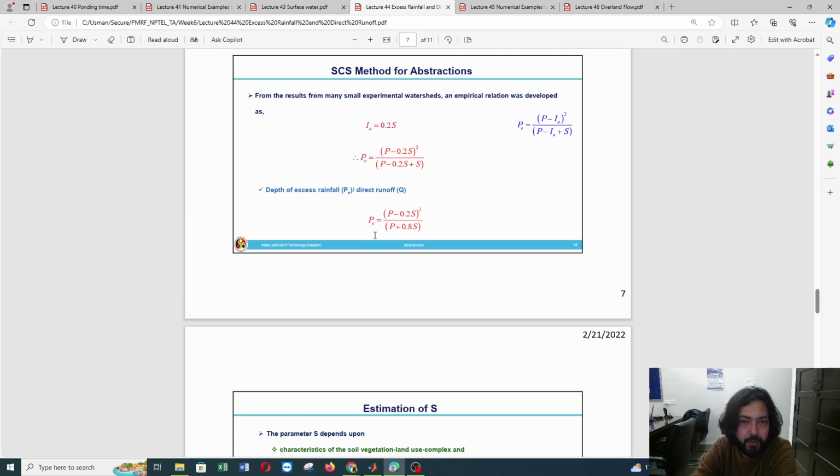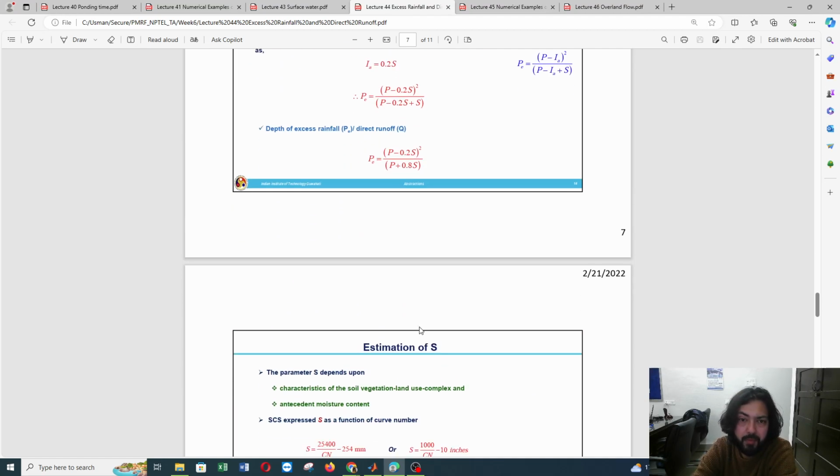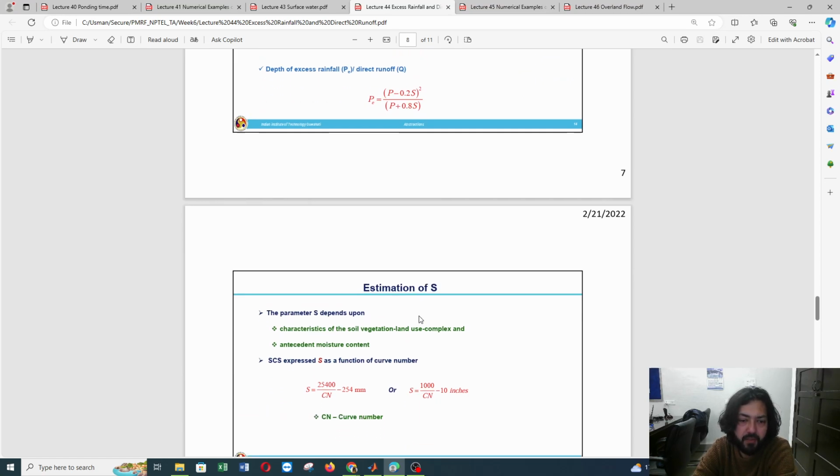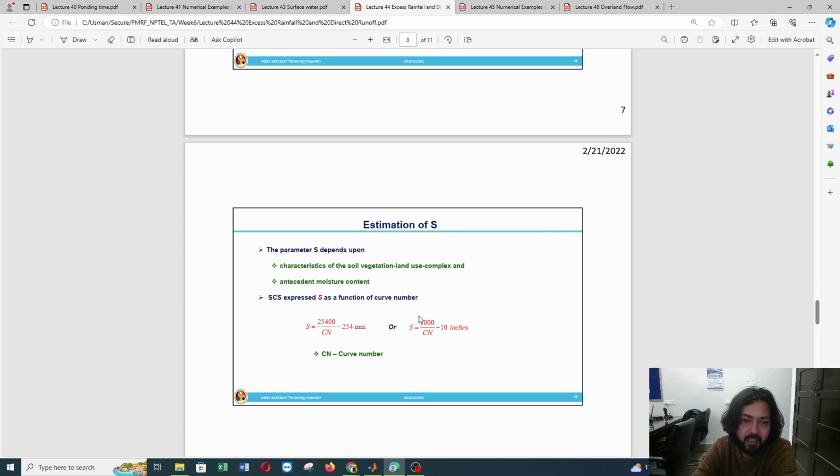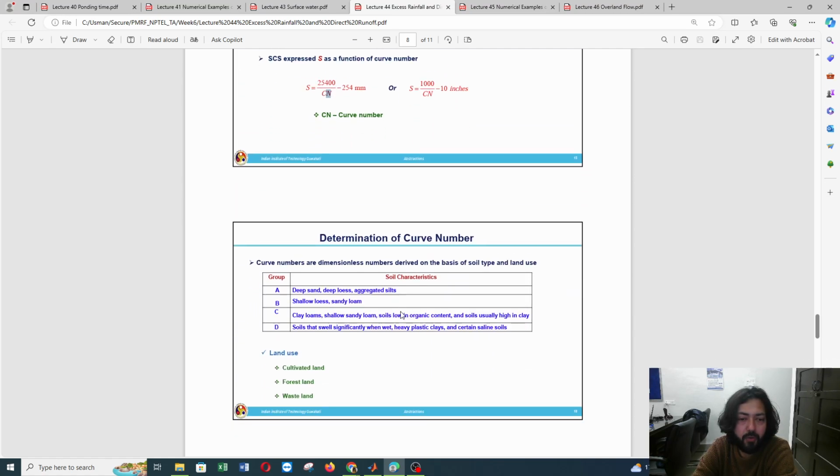So now what we need to do is calculate S. Now S is nothing but the maximum retention capacity of the catchment, and this value is dependent on the SCS curve number, right? And the value of curve number depends upon the type of soil and vegetation, type of soil and land use, and also antecedent moisture content. So in order to calculate S, we need to calculate curve number. Now let us see how to calculate curve number.